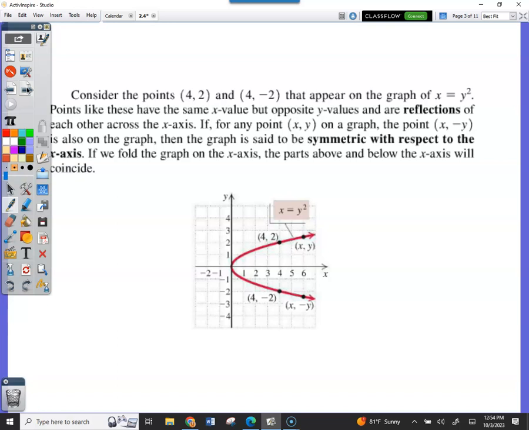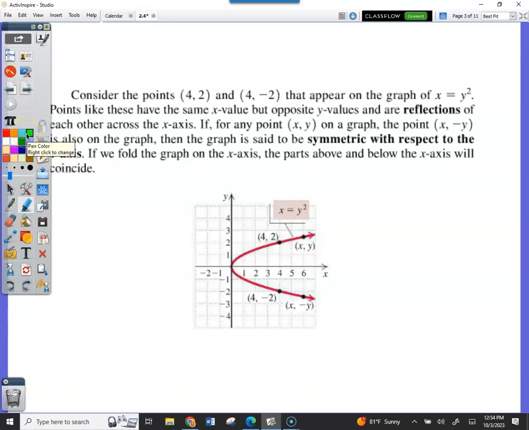Okay, look at this right here. It says consider the points (4, 2) and (4, -2). They are on the graph x equals y squared. This should look awkward to you, x equals y squared, and that's because it's not a function. We're used to y equals something. You can tell it's not a function because if you look at this picture, it would fail the vertical line test. Notice it says that this is an example of symmetry with respect to the x-axis.